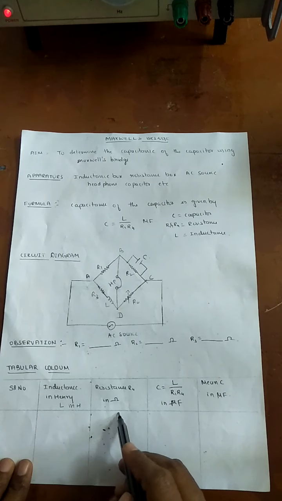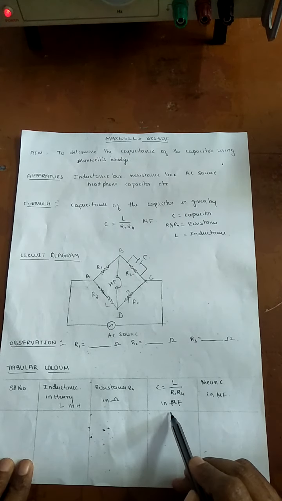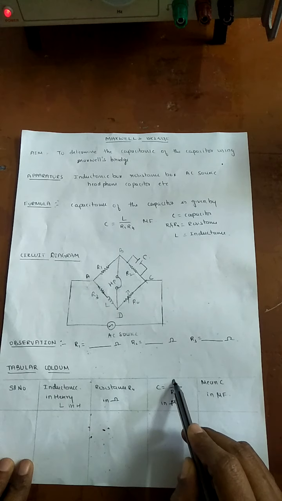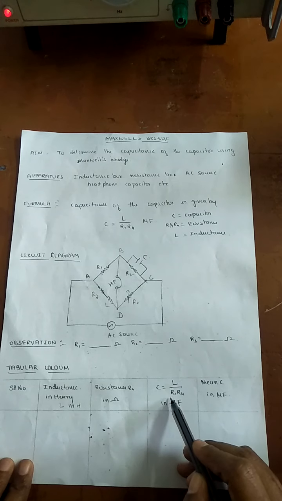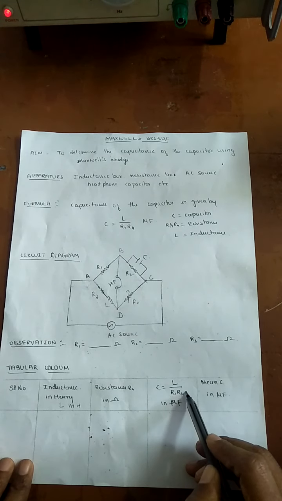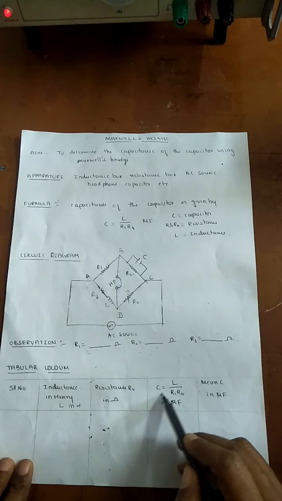and the R4 value. By substituting in the formula, that is C is equal to L divided by R1 into R4, we have the value of L and the values of R1 and R4. We have to substitute in this equation and calculate the unknown capacitor.